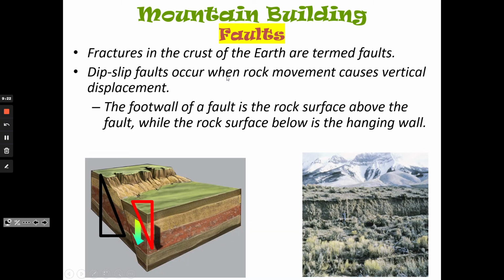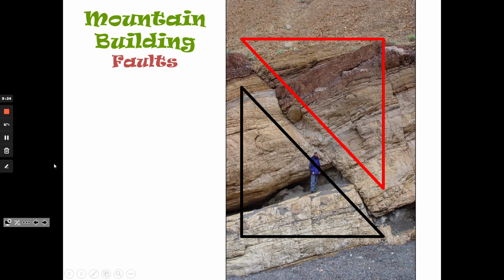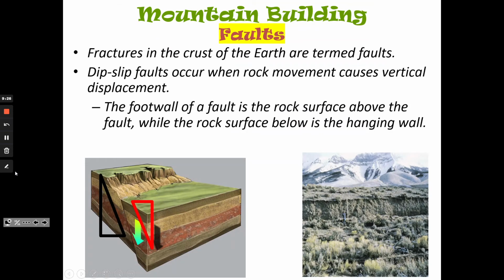Okay, so now we're switching gears and we're talking about faults. So remember, with a fault, we don't have that nice folding anymore. We're talking about actually fracturing the crust, and we call those faults. So we have a few types of faults that we need to be aware of. The first category, I should say, is called dip-slip faults. A dip-slip fault is when, like it says, rock movement causes vertical displacement.